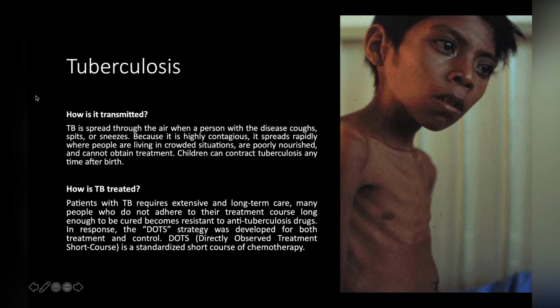TB is spread through the air when a person with the disease coughs, spits, or sneezes. Patients with TB require extensive and long-term care. Many people who do not adhere to their treatment course long enough to be cured become resistant to anti-tuberculosis drugs. In response, the DOTS strategy was developed for both treatment and control. Directly observed treatment short course is a standardized short course of chemotherapy.